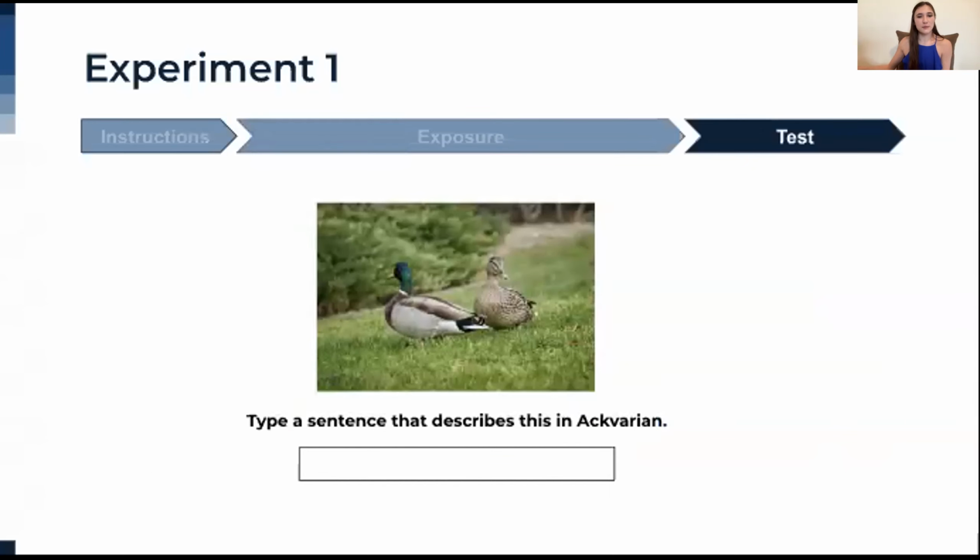For the test portion, participants saw a new plural picture and were asked to type in the sentence that describes it in Octarian.